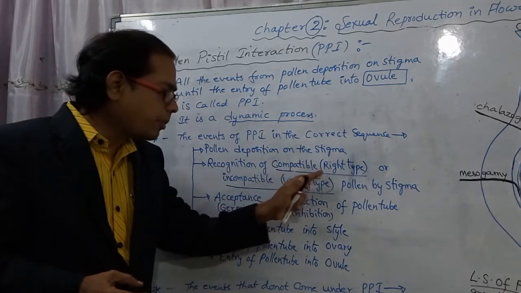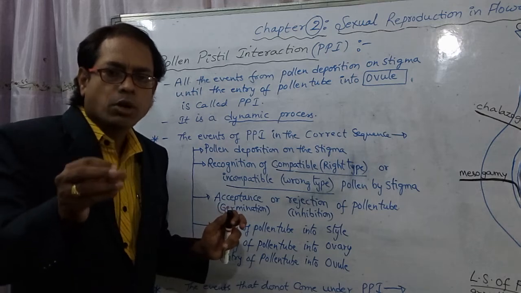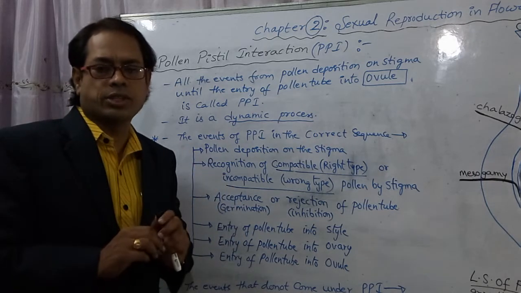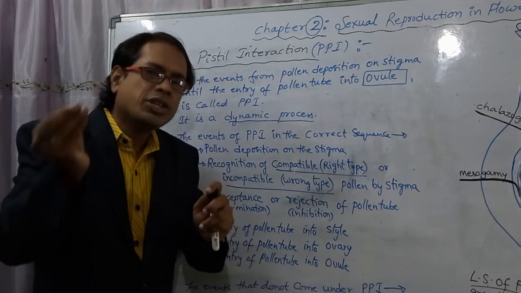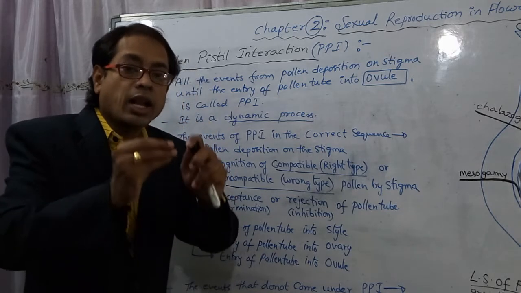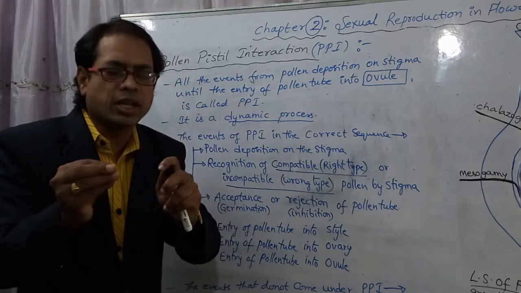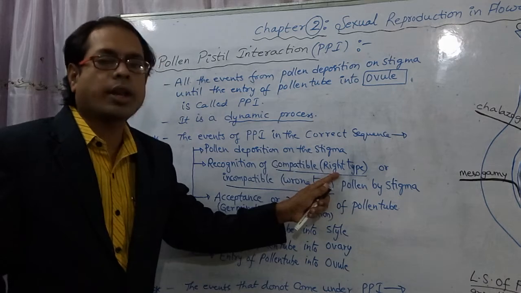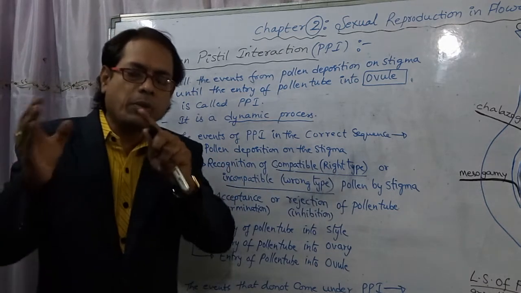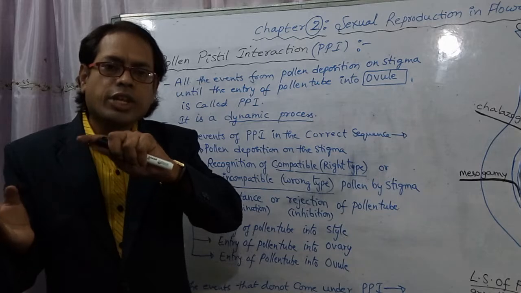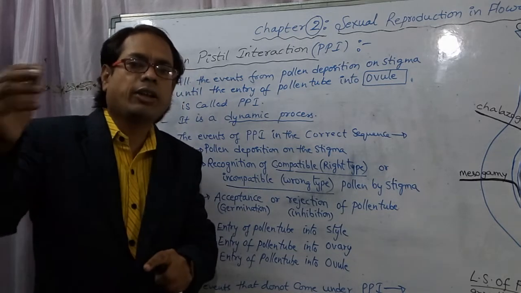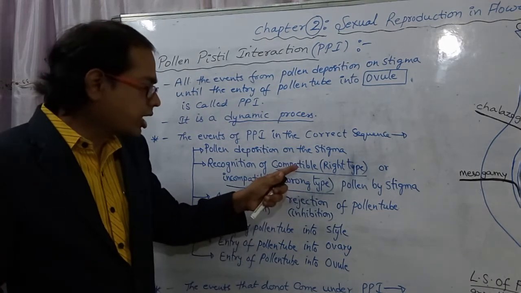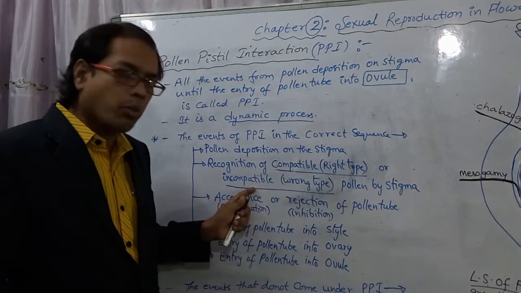What is that right type and wrong type? Right type means pollen grain of the same species. That is, if pollen grain of hibiscus falls on stigma of hibiscus, it will be called compatible type or right type. If pollen grain of hibiscus falls on stigma of datura or another plant, it will be called wrong type or incompatible type. Did you understand compatible and incompatible, my dear students?